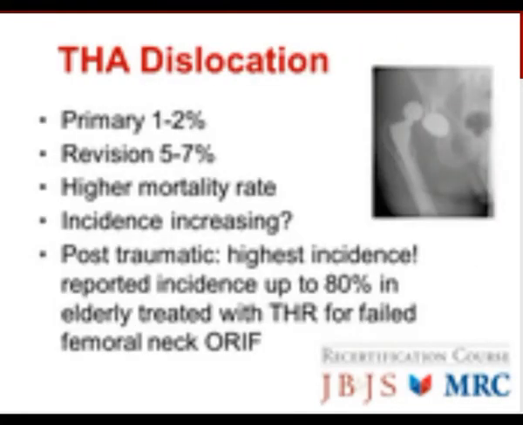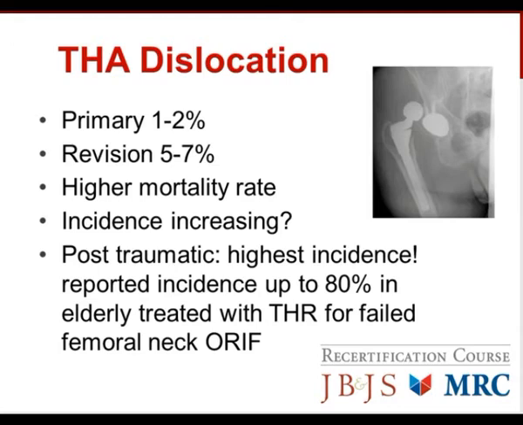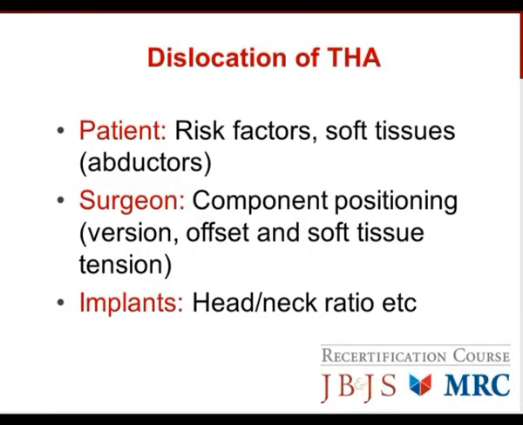I've listed the incidence of total hip arthroplasty dislocation on this slide. There is some data suggesting the incidence is increasing. We know that the highest incidence of dislocation is in post-traumatic patients, with very high rates of dislocation reported in the literature. When we think about dislocation of total hip arthroplasty, we need to think about patient factors, surgeon factors, as well as implant factors, and we'll walk through these.